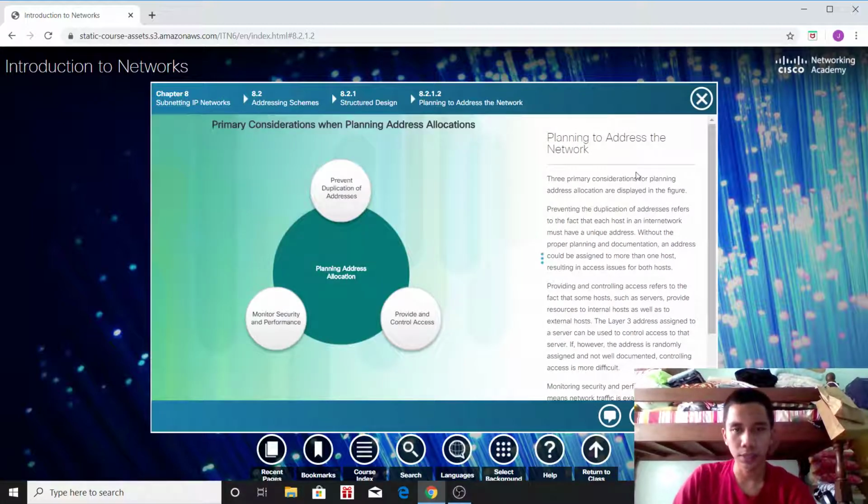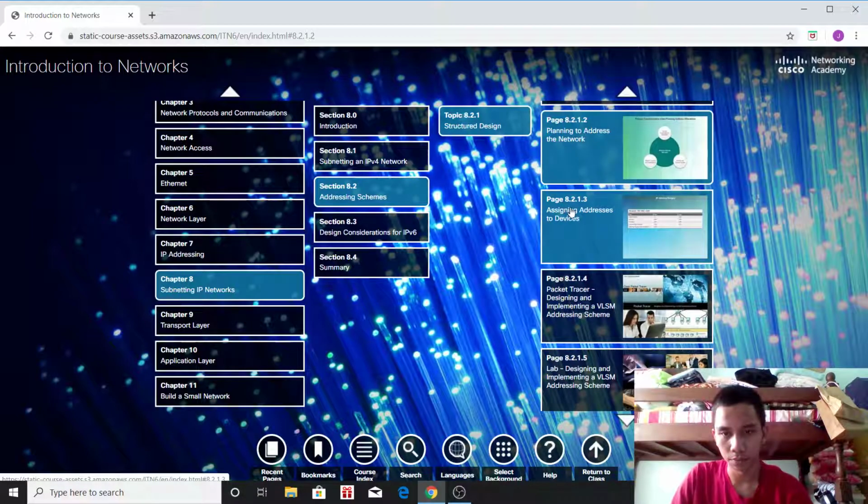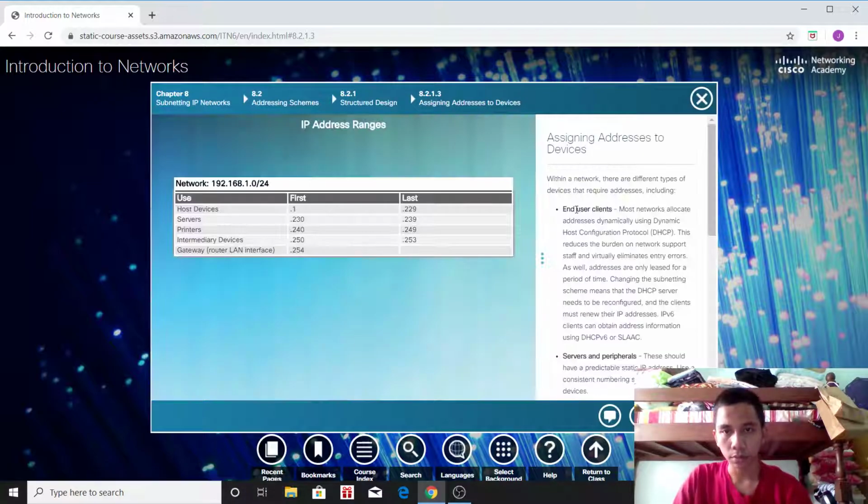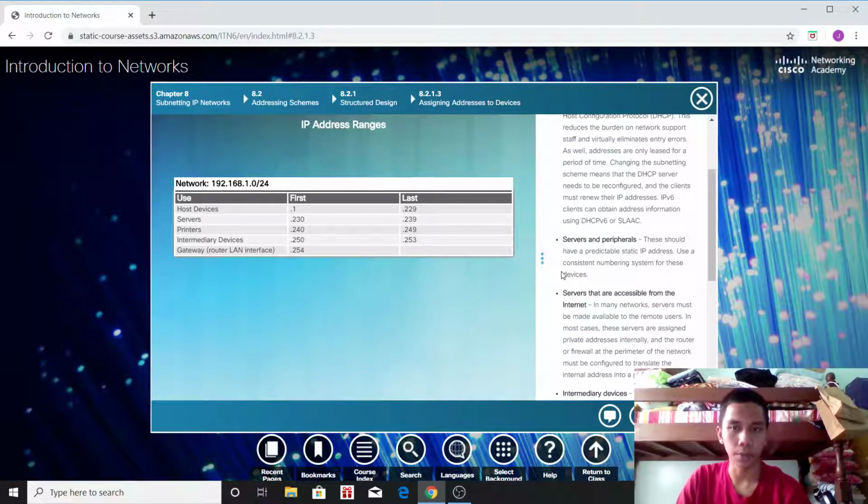Planning to address the network. Primary consideration when planning address allocation: IP address ranges. End user clients on the network should be allocated addresses dynamically using the Dynamic Host Configuration Protocol, or DHCP. Then servers and peripherals should have a predictable static IP address.